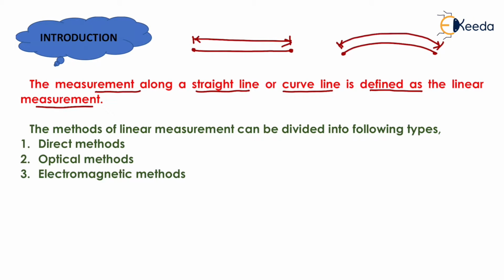Now the method of linear measurement can be divided into following types. The first one is direct method, next one is optical method, and the last one is electromagnetic method. Now we will see one by one each and every method in detail, starting with the direct method.